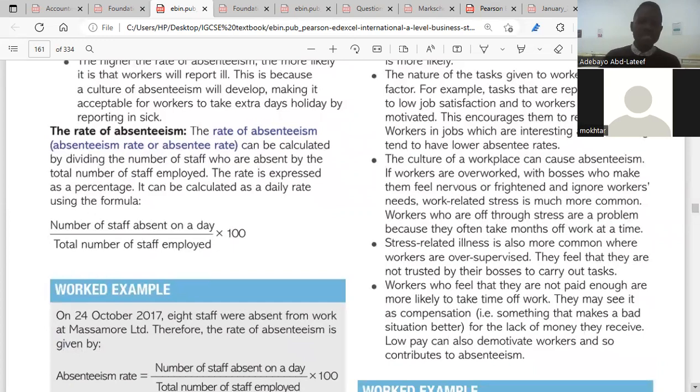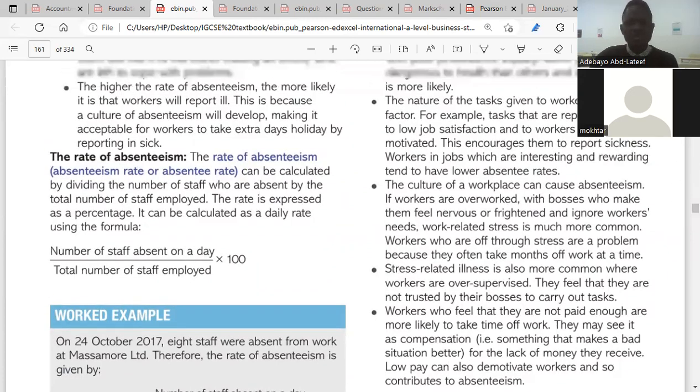So how do we calculate the rate of absenteeism? The rate of absenteeism is calculated as the number of staff absent on a day divided by the total number of staff employed, multiplied by 100. The number of staff absent today divided by the total number of staff employed, multiplied by 100. That's the rate of absenteeism.